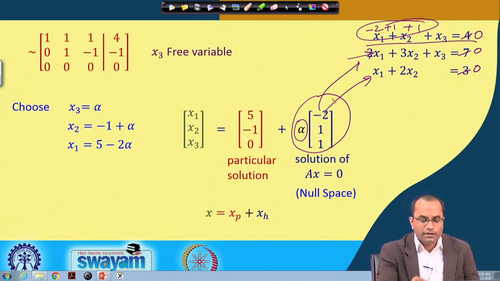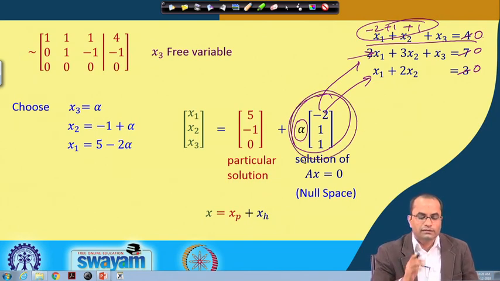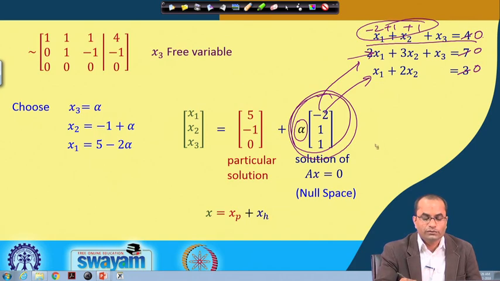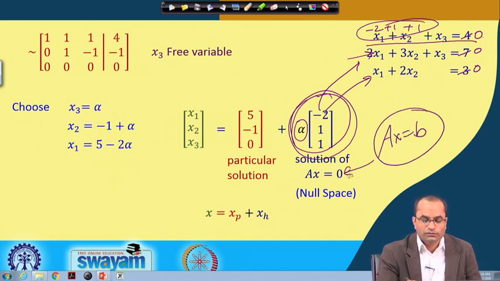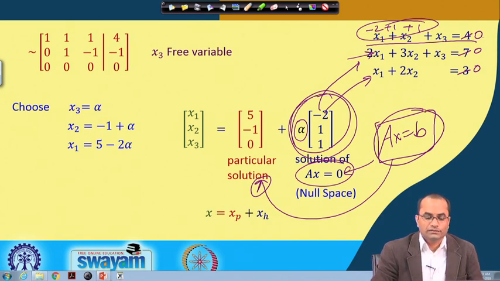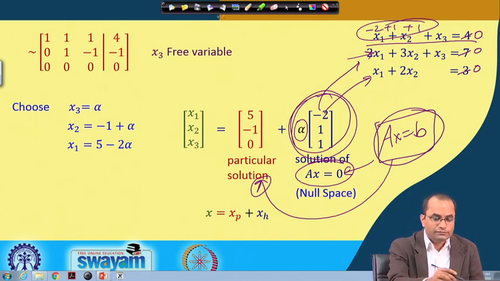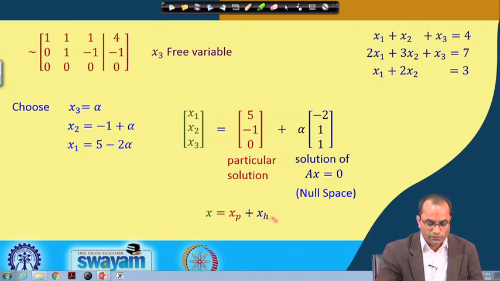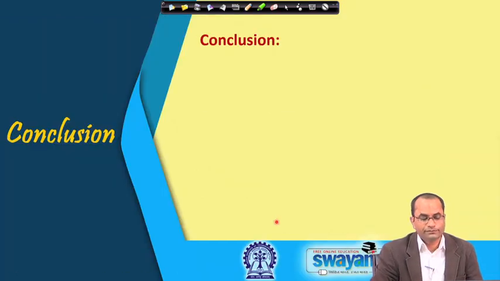So, this part is exactly the solution of Ax equal to 0 corresponding to this Ax equal to b equation, and this is one particular solution which exactly satisfies this Ax equal to b equation. So, more on this we will continue in our next lecture.